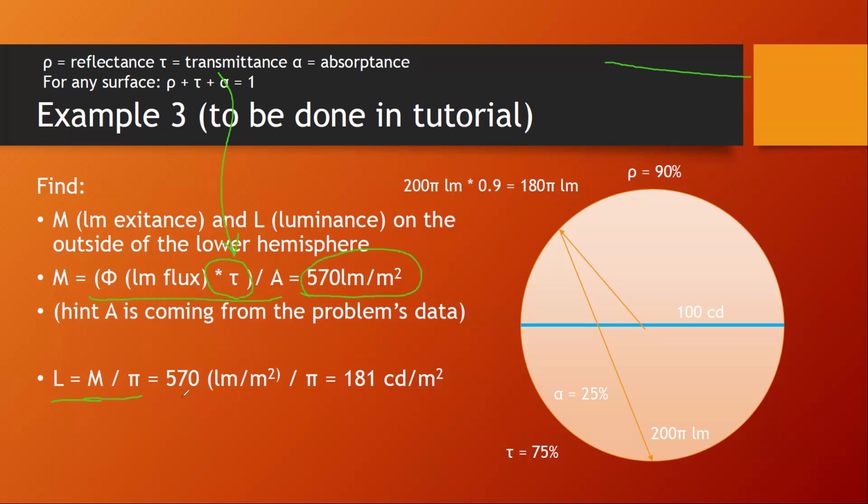For the other one, it's the same. You plug in the values, and this M is coming from this M, which you just calculated, and just divide it by pi. And then you got the final one. One is lumen per square meter, and one is candela per square meter. So literally plugging in the numbers.